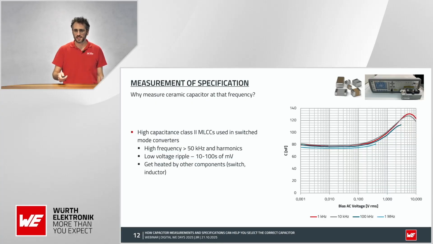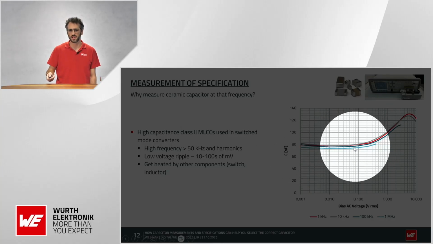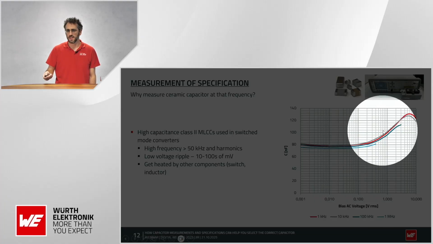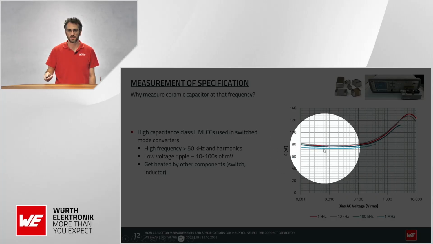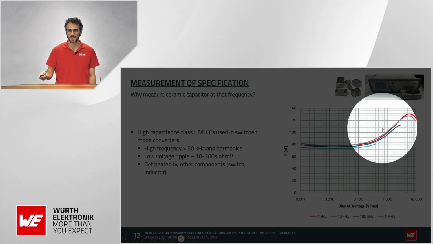Again, this is another example of what happens when we measure at high frequency. Actually, the signal is not so different, but we cannot go so high in the voltage because the measurement device doesn't allow it. But as you can see, we have a lower capacitance than we have specified, which will be here.